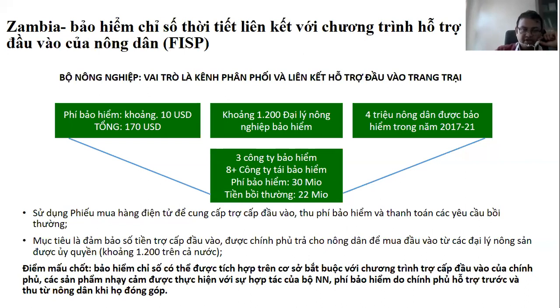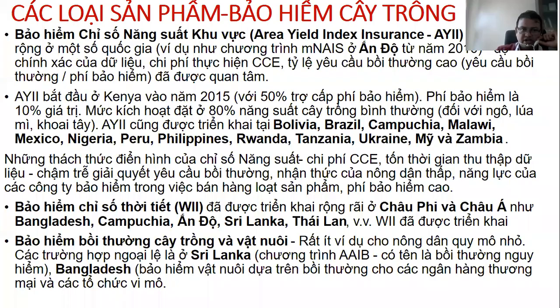Okay, then moving on to the next slide, we talk about some of the important product types. So as we've already been introduced to the different product categories previously, just to give some examples of where these products are actually going on, and what some of the experiences have been. So yield index insurance has been scaled up in some countries, such as in India since 2010. So for the last 10, 11 years now.